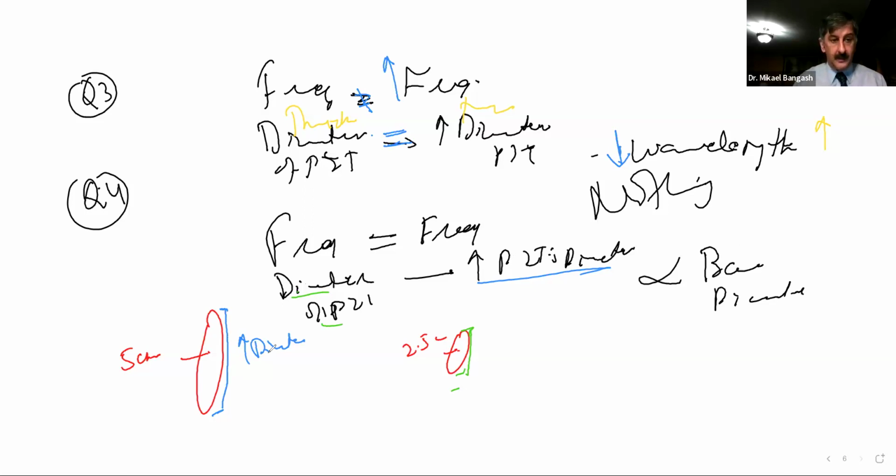We then just know that, as this beam here has the same frequency, it will focus at a shallower depth, whereas this beam here will focus at a greater depth because of the same frequencies.